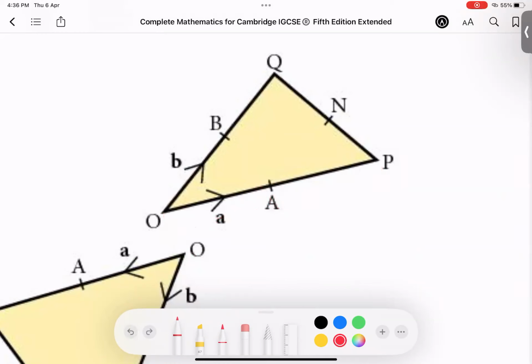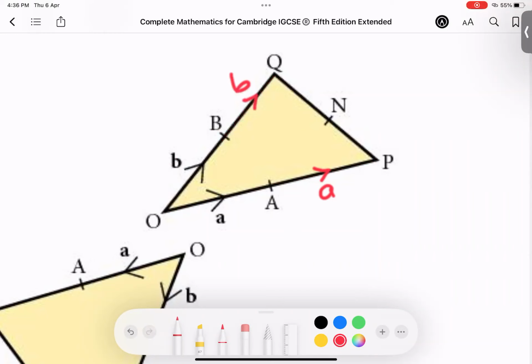So O to A is small a, and I can say without any hesitation that A to P is also a. This is also a. And what is O to B, students? Because B is a midpoint, the distance from O to B and B to Q are totally the same. So if this is b vector, then what is B to Q? It is also b vector. Easy.